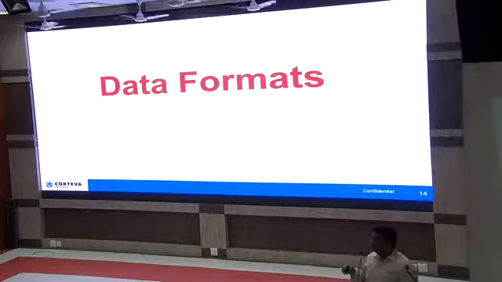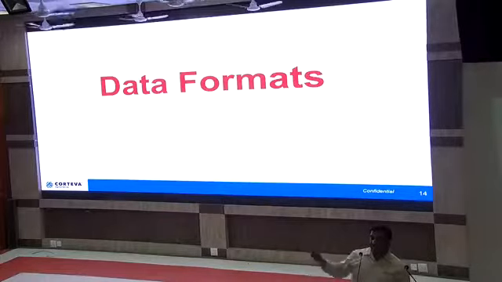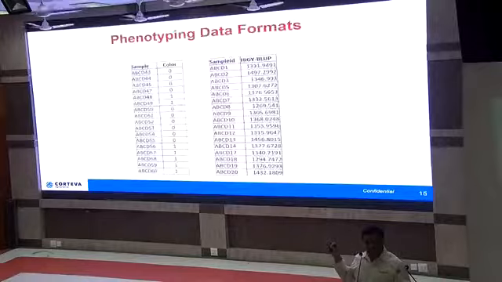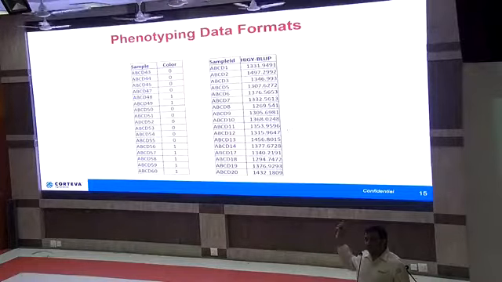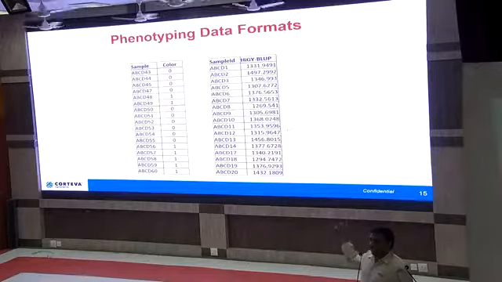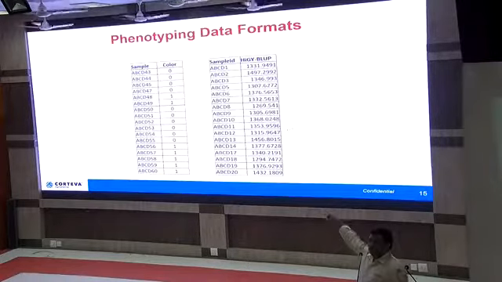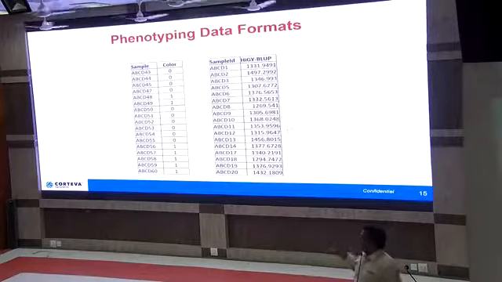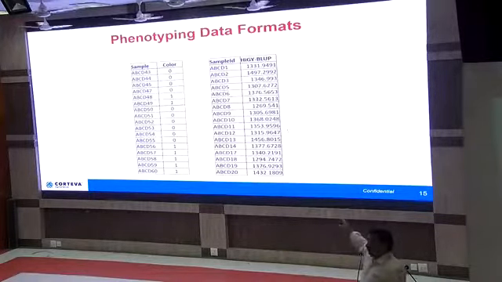First, BLUPs. So first we need to understand what the data format looks like. This is the phenotyping data format I'm going to show you. I'm going to show you two traits. One is the color, another one is the grain yield. Color is a simple trait. I coded either 0 or 1, whether they have color in the grain or not. And in the case of yield, we have the BLUPs values.